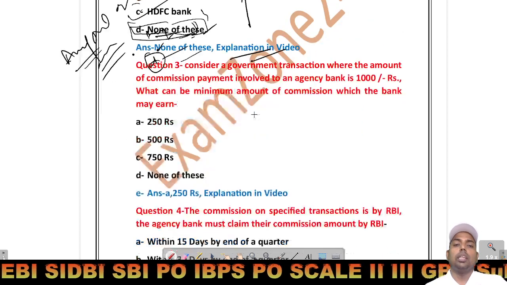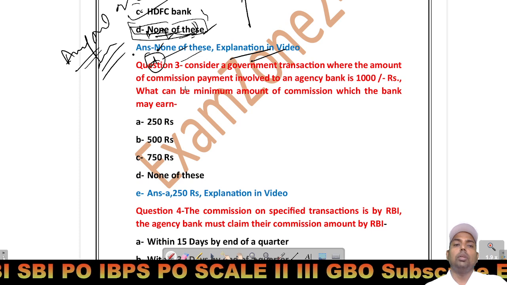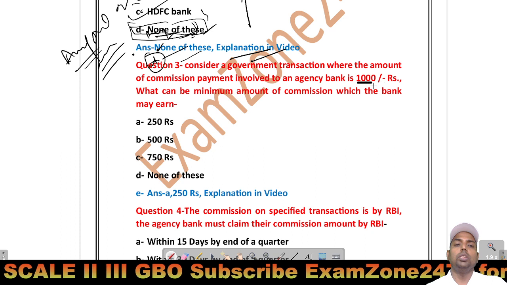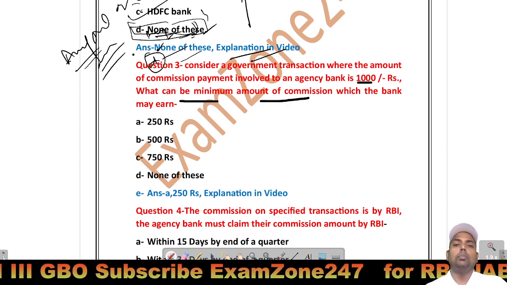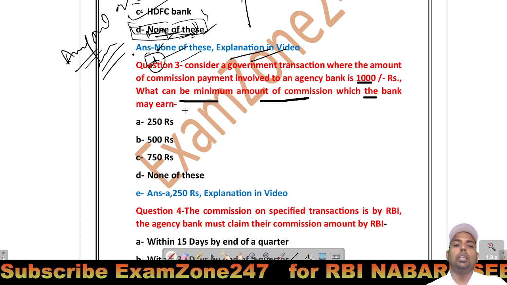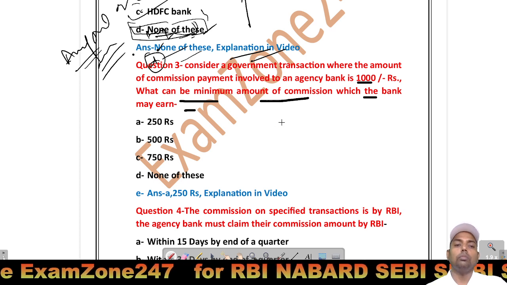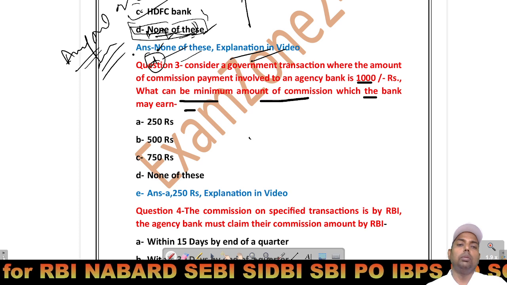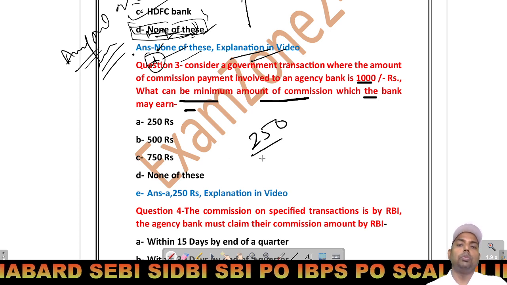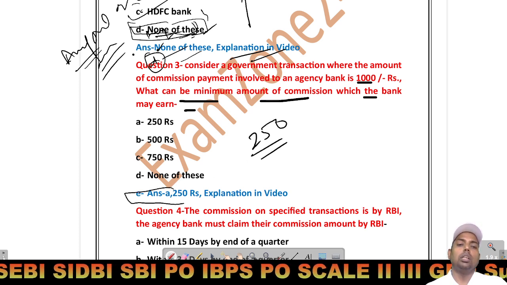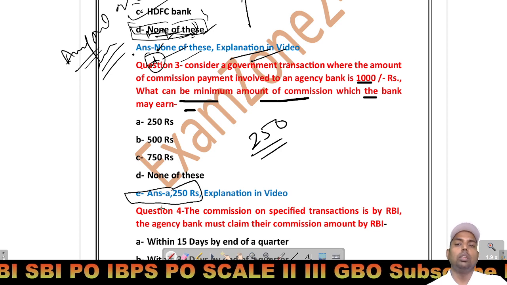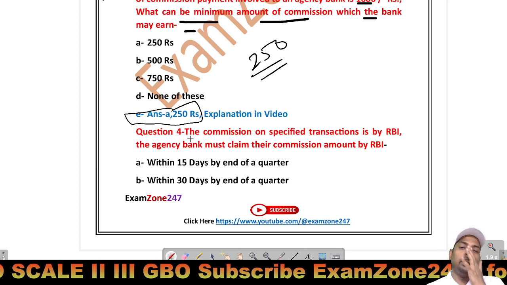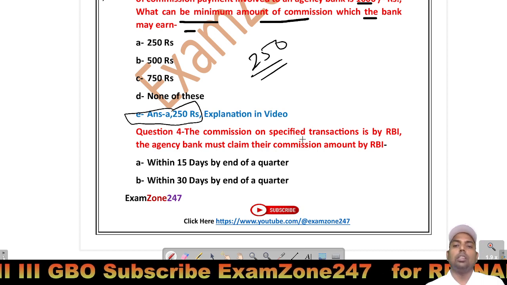Question number 3, consider a government transaction where the amount of commission payment involved to an agency bank is 1000 rupees. What can be minimum amount of the commission which bank may earn? बैंक मिनिमम अमाउंट ऑफ कमीशन क्या अर्न करेगा? मिनिमम अमाउंट ऑफ कमीशन दैट इज 250 रुपीज अर्न करेगा उस पे. ओके, द कमीशन पेड ऑन स्पेसिफाइड ट्रांजेक्शंस.